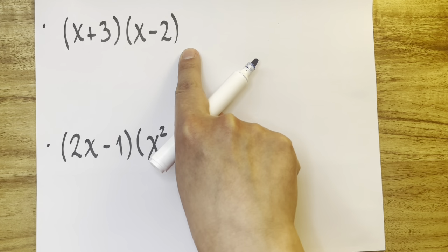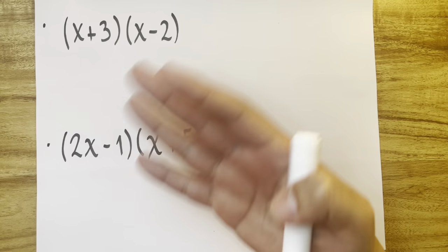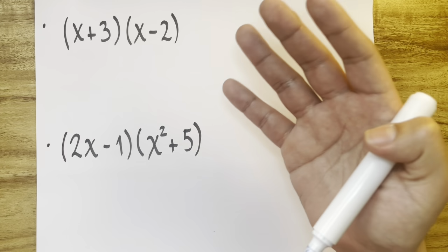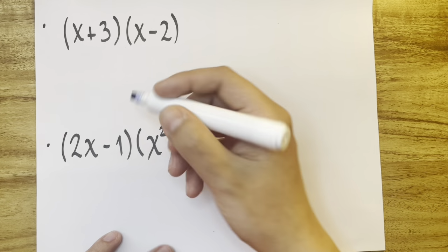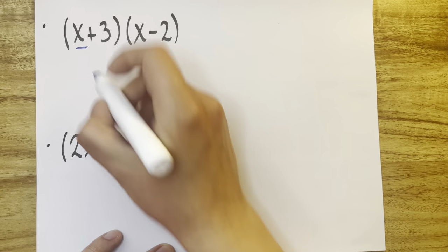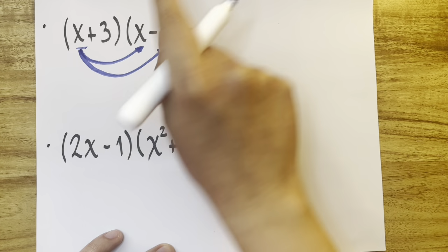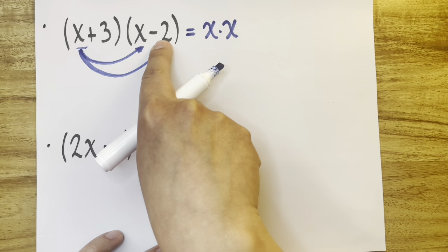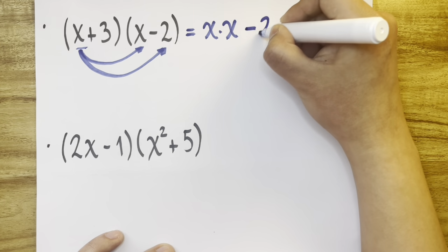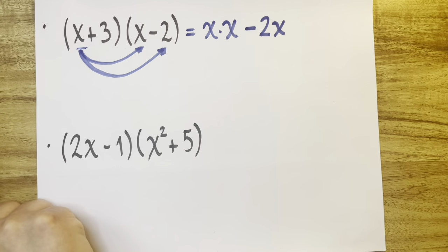x plus 3 times x minus 2. Here we can apply this FOIL method, but let me explain this in a different way. Essentially FOIL, F-O-I-L, is the same thing as distributing twice. So let's start distributing this x over here. So we will have x times x, let me write it here, x times x, then we add x times minus 2, that will give me a minus 2x, and now that we're done distributing the x, we distribute the next term.